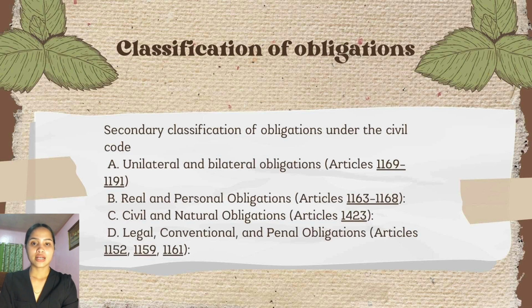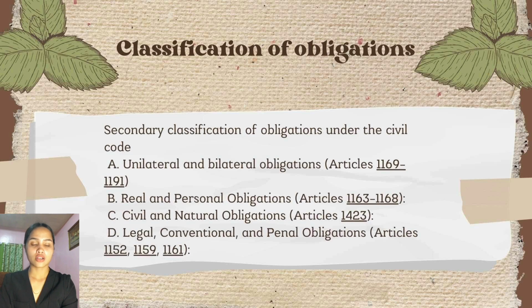Next, we have the legal, conventional, and penal obligations. Articles 1152, 1159, and 1161. Legal obligations arise from law. Conventional obligations result from agreements or contracts, and penal obligations involve obligations with a penal clause imposing a penalty in case of non-compliance.